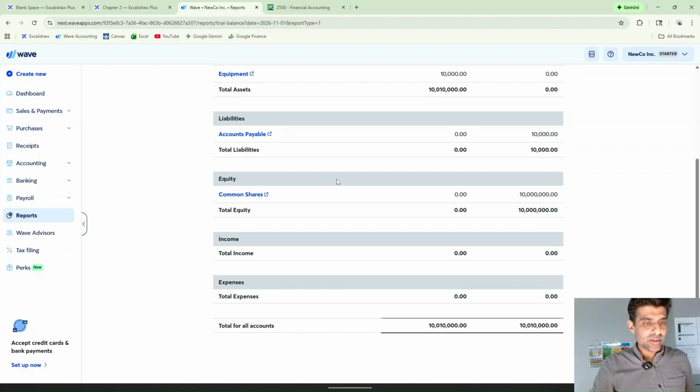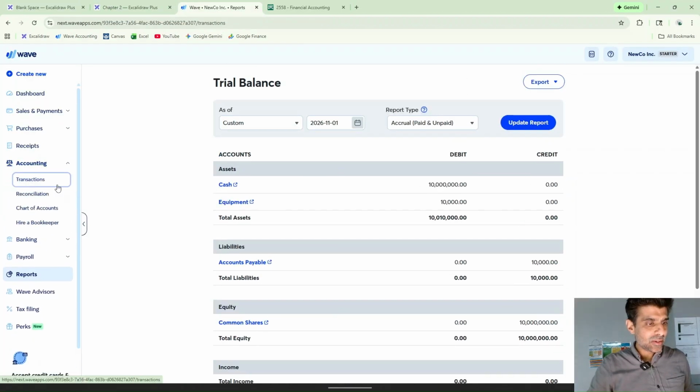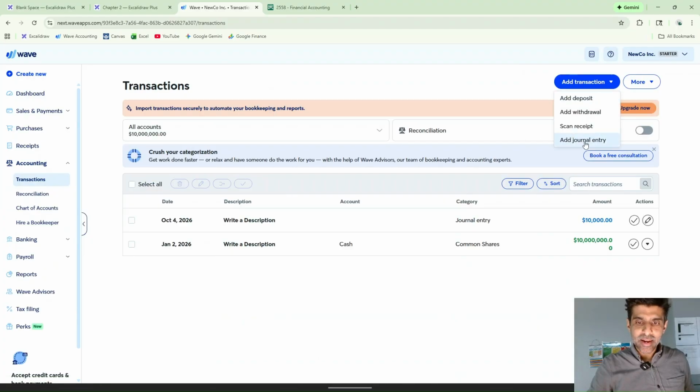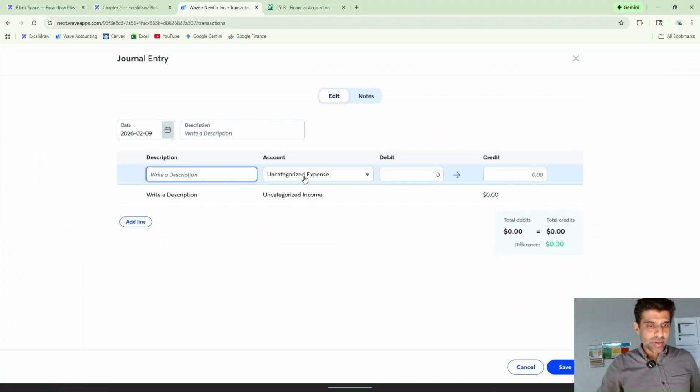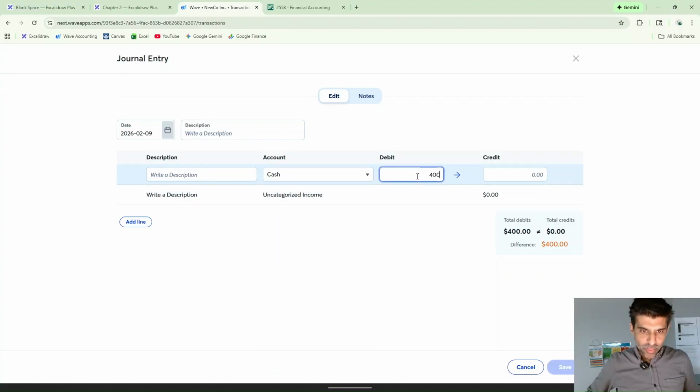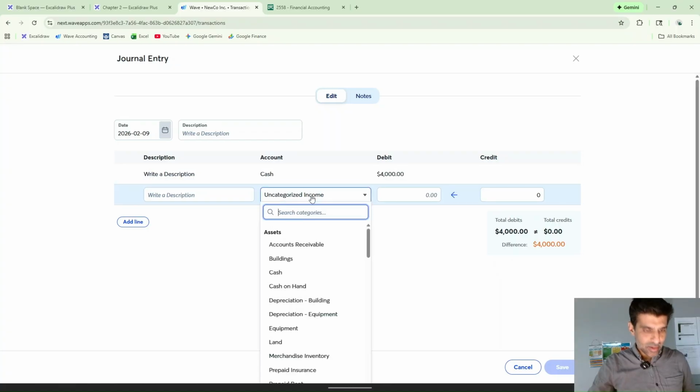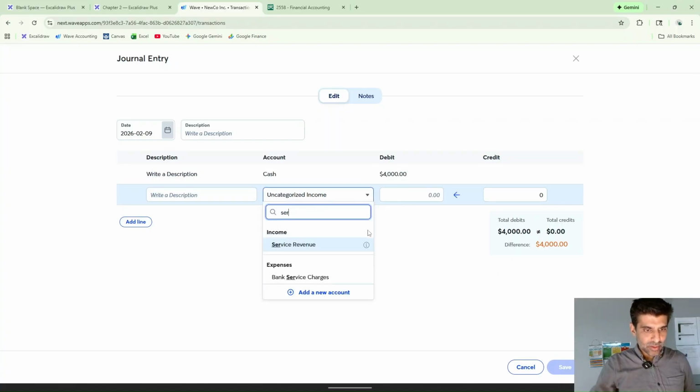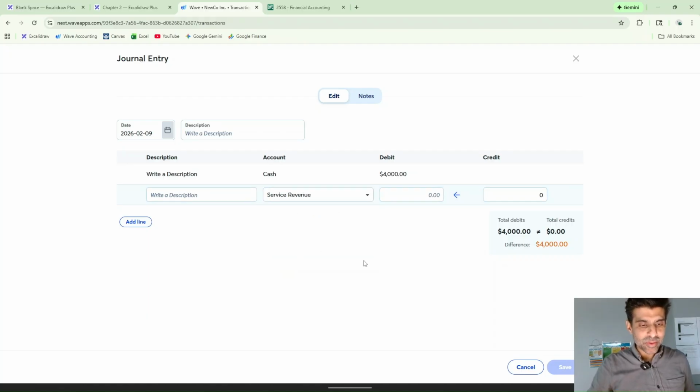Okay, so let's do that. I'm going to go back to transactions and add another journal entry. I'm going to say cash, 4,000 debit, and then service revenue. The software is calling this income, but it's revenue, income, same terminology. And this is going to be 4,000. Now that my credits and my debits are equal, it's going to allow me to save this.